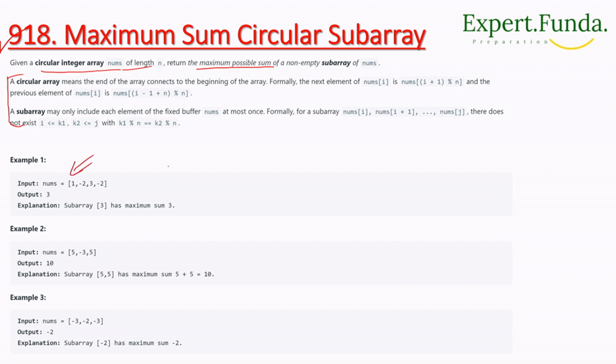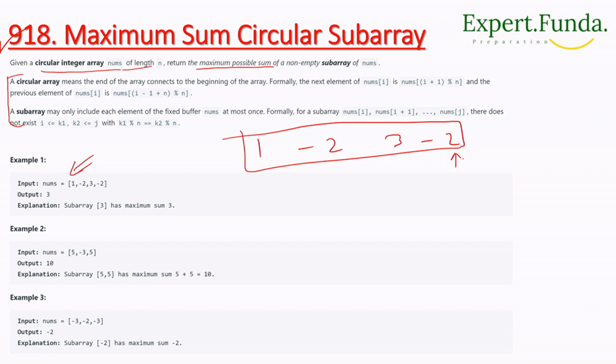I'll explain here. Let's suppose we are given 1, -2, 3 and -2. So this is our array. Circular means if you start here, you can come back to this position. If this is your start, your end will come here. If you start here, you can move like this, like that. So this is our circular subarray.